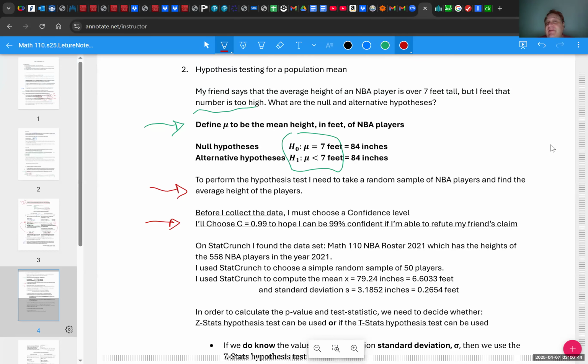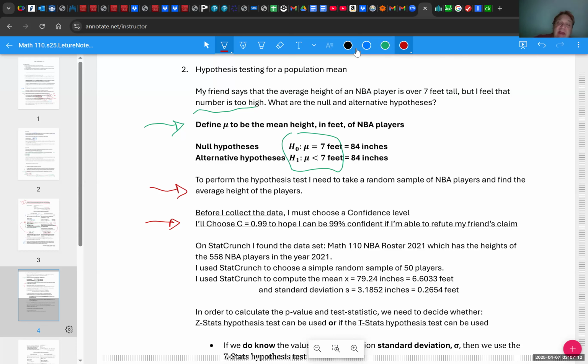Now, she says the average height is over 7, but the null hypothesis always has an equal sign, right? So even though the claim is it's over 7 feet, I still need to make an equal sign. So I say it's equal to 7, and the alternative is definitely less than 7. So she sort of gets the greater than 7 for free because my alternative is only that it's less than 7.